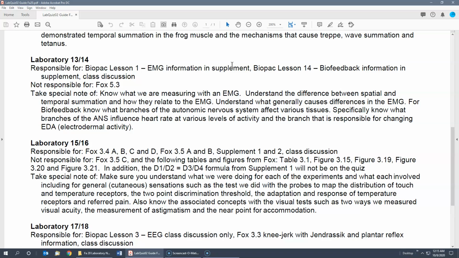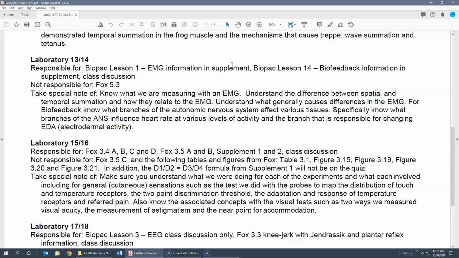For the EMG, you should understand what we're measuring. You should understand the difference between spatial and temporal summation and how they relate to the EMG. You should know what causes the differences in the EMG.